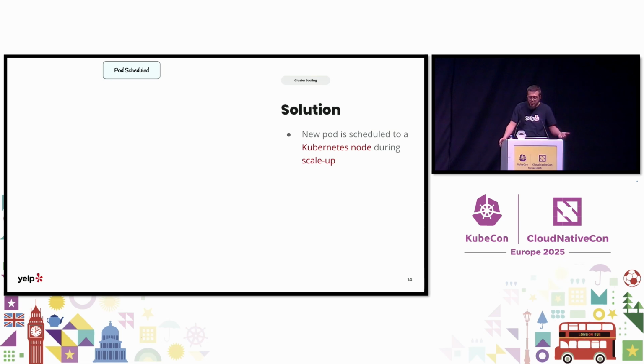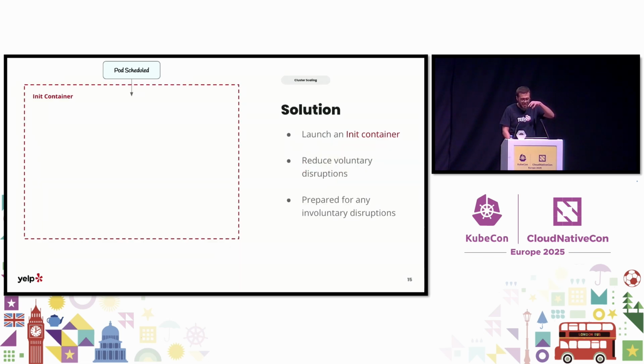How we solve this problem, we used the init container. So as soon as an increase in replicas is made in the Kubernetes stateful set, a new pod gets scheduled and is assigned to a Kubernetes node. And then we start an init container. But before jumping on the actions of the init container, a few things need to be considered here.